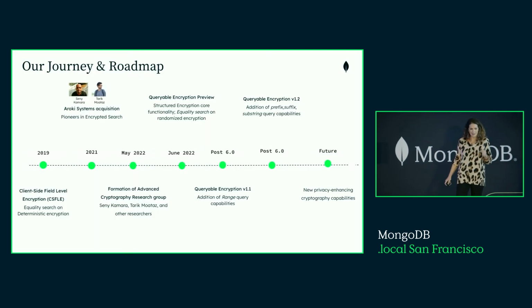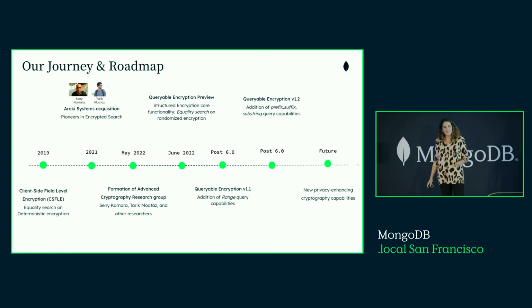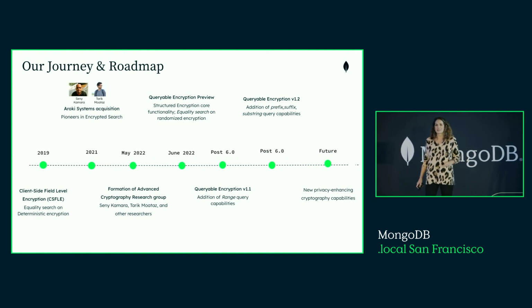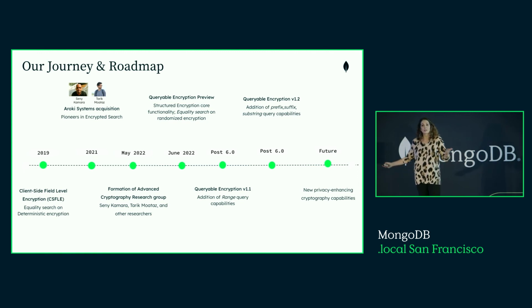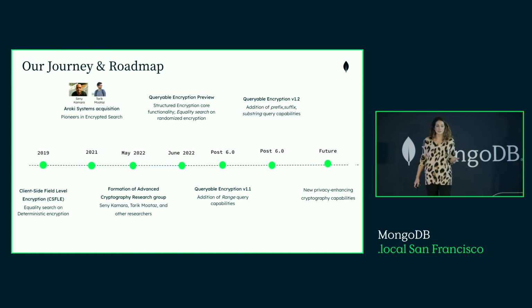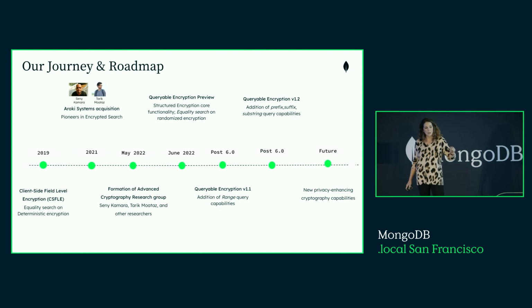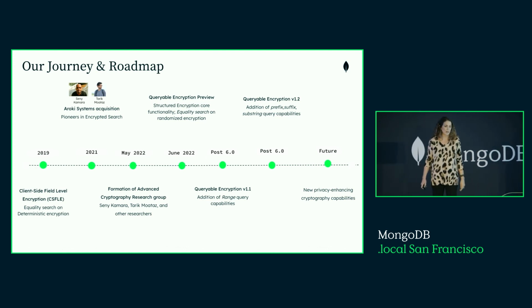Okay. In 2019, we introduced client-side field-level encryption, like I talked about. 2 of the gentlemen that we had do reviews of client-side field-level encryption were pioneers in encrypted search. They spun off a commercial arm of theirs called Oroki Systems, and we were able to acquire them. So not only did we acquire the technology, but we got the two guys who founded it as well.